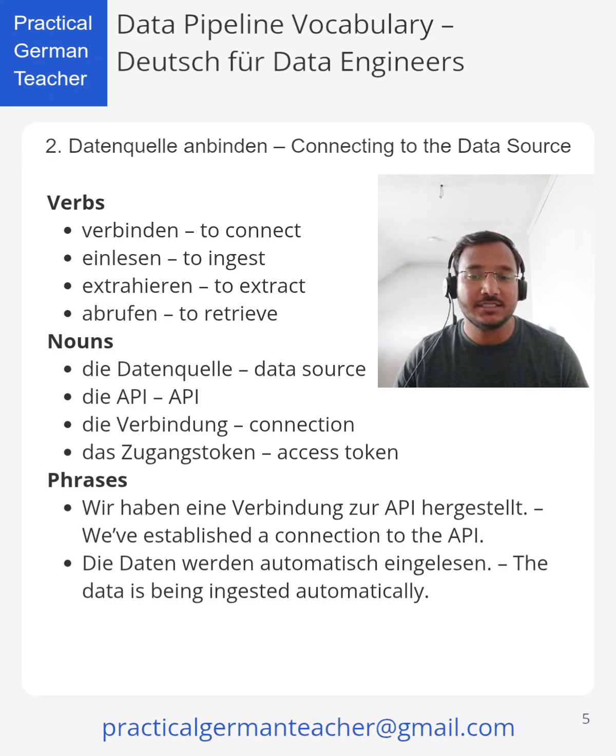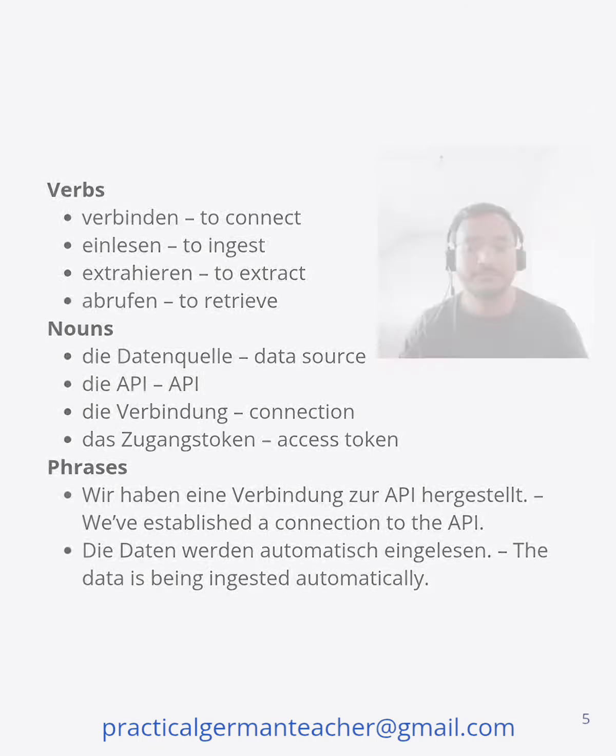Then another noun that you may need is Verbindung, die Verbindung meaning connection. Then das Zugangstoken or access token. I think Germans actually also say the word access token. They will not say Zugangstoken. Then let's look at 2 phrases or sentences which you may use. The first one is, wir haben eine Verbindung zur API hergestellt. We have established a connection to the API. Other example can be, die Daten werden automatisch eingelesen, meaning the data is being ingested automatically.